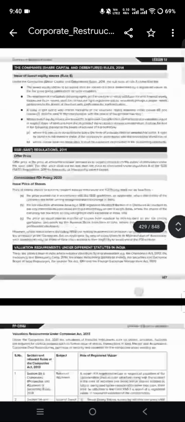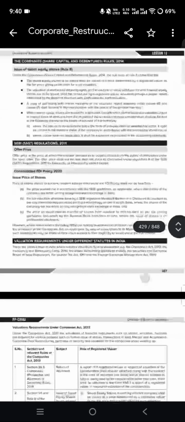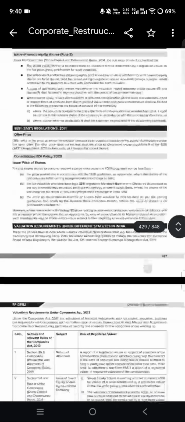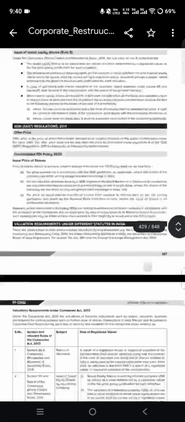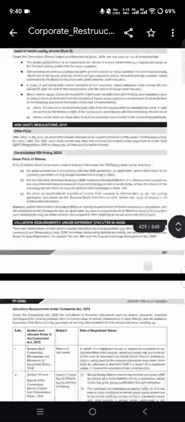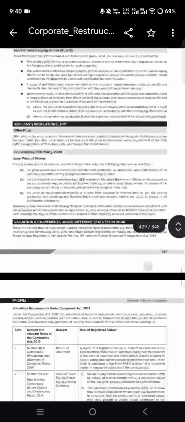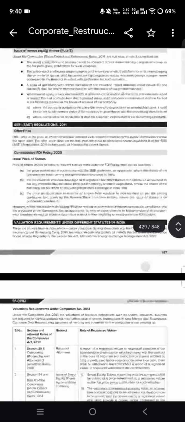And in case of a book built issue, the price of the specified securities offered to anchor investors shall not be lower than the price offered to other applicants. So for anchor investors, at minimum we should always charge a higher price. So they kept the lower limit. The company may charge higher, but it shall not be lower than the price offered to other applicants, that is HNI and RII.